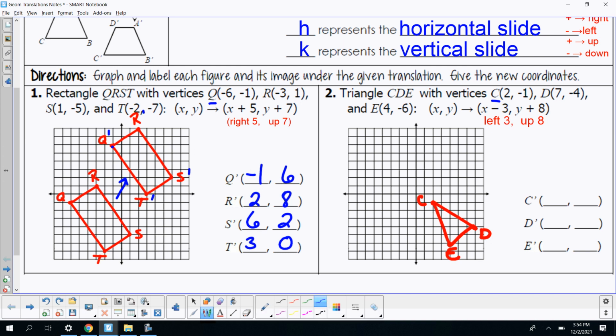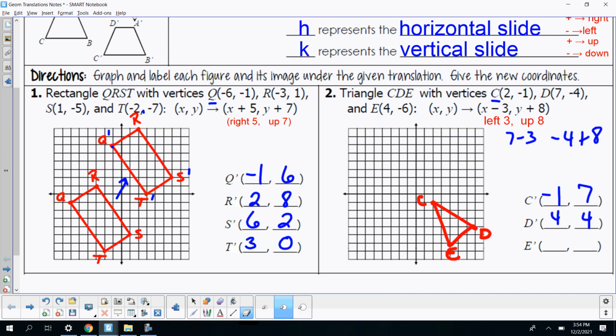For C, I have a 2. 2 minus 3 is going to give me -1 for my translated C point. And for the y value of my C, -1 plus 8 is going to get me 7. Okay, take a look at our D point. D is 7. 7 minus 3 is going to get me 4. And my y value, -4 plus 8, is going to give me 4.